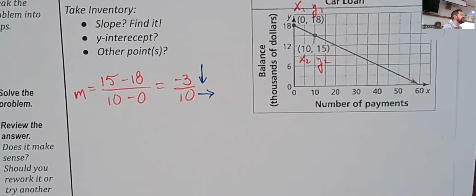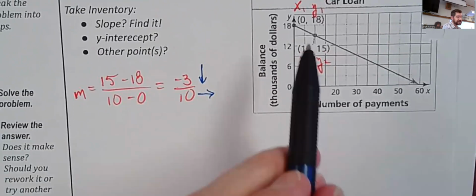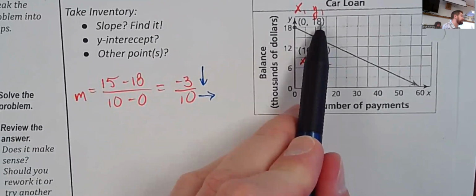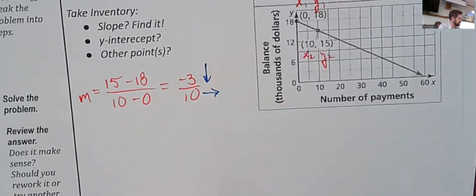The y-intercept, what is the y-intercept here? What does b equal? 18, yeah. It actually shows us our y-intercept as one of the 2 points we were given, so nothing to calculate there. So b equals 18.